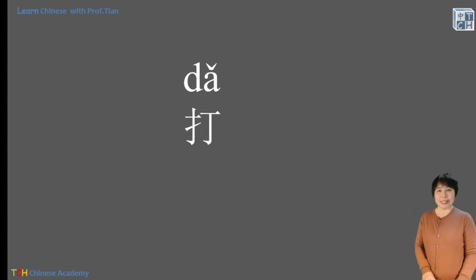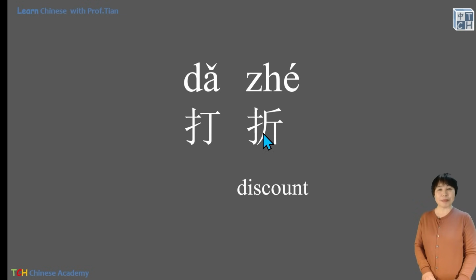So it means 打折. 折 means discount, and 打 means to have discounts. This 打 is actually just like "have", it can be used in a lot of phrases. So 打折 means to have discounts. When we talk about 打折, the Chinese and English are just the opposite.